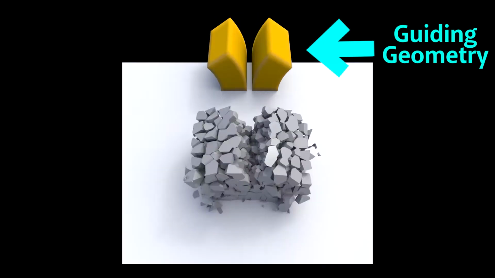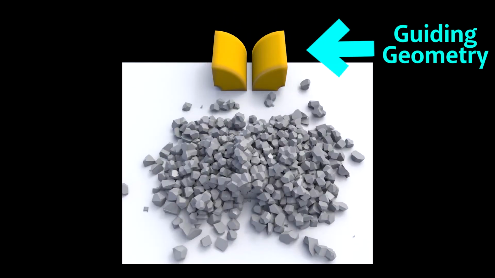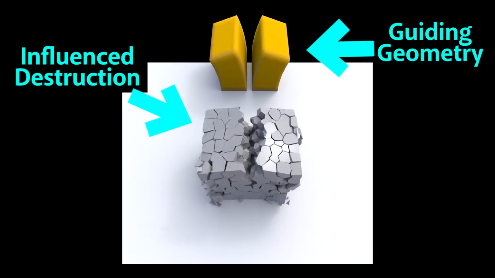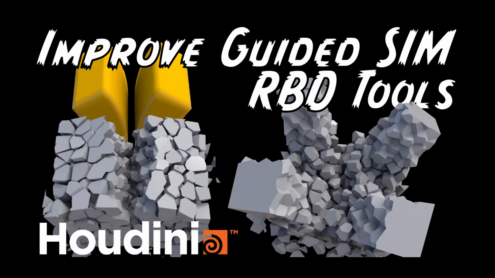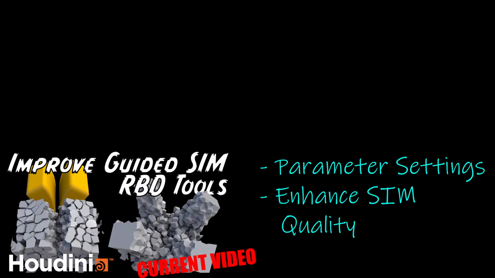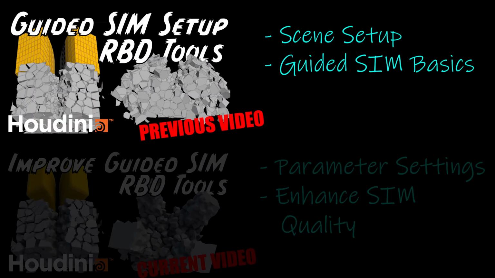In this video, I'll demonstrate how to tweak the guided simulation strength parameters to improve the quality of our destruction scenes and create a more natural effect. This video is a direct continuation from a previous video which covers all the basics for setting up the guided simulations. Please check out that video if you start to get lost.